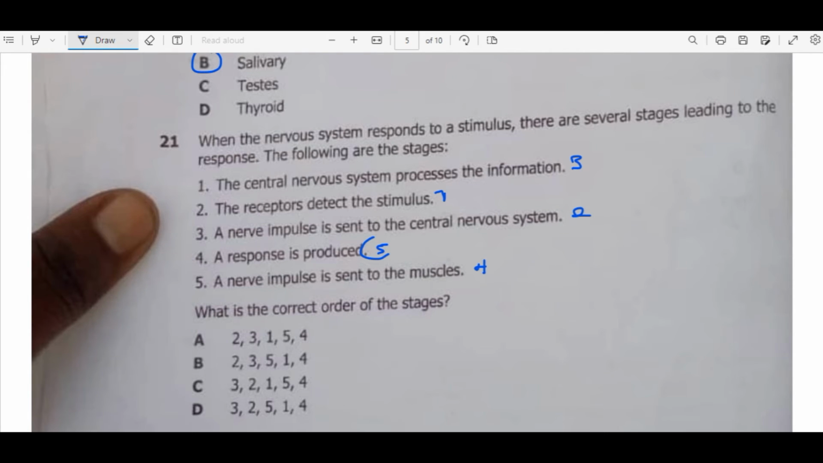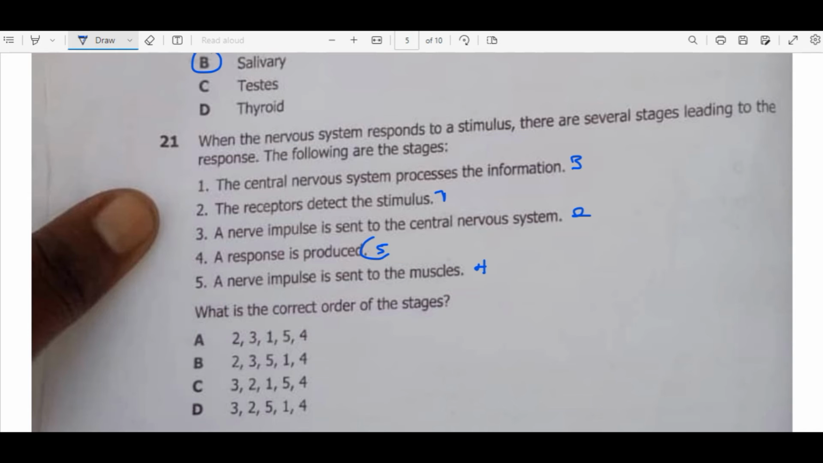By removing the hand, it means that the receptor detects the stimulus. The hand has detected the stimulus, which is heat. The information is then sent to the central nervous system through the nerve impulse. The central nervous system, which is the brain, will process the information. After processing, the nerve impulse will be sent to the muscle. The muscle will help in order to respond, and therefore you're going to remove your hand. This happens in a twinkling of an eye, which is maybe less than a second. So now let us look at the correct answer.